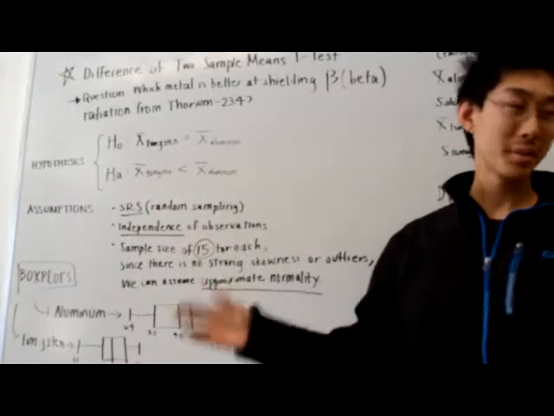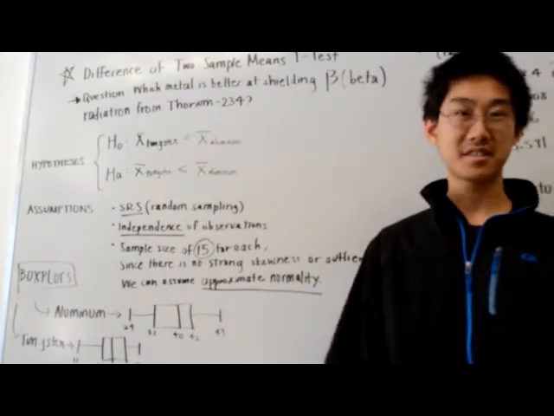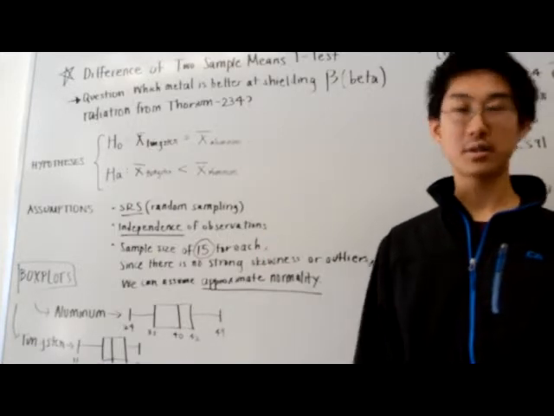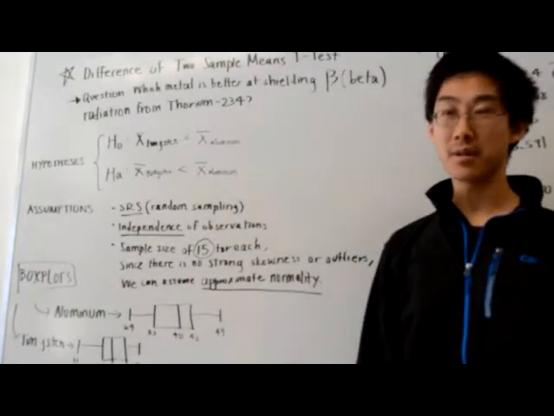Okay, in this video we will be detailing the procedures for difference of two sample means t-statistic significance test. To demonstrate these procedures, we chose to analyze the question, which metal is better at shielding beta radiation from thorium-234?